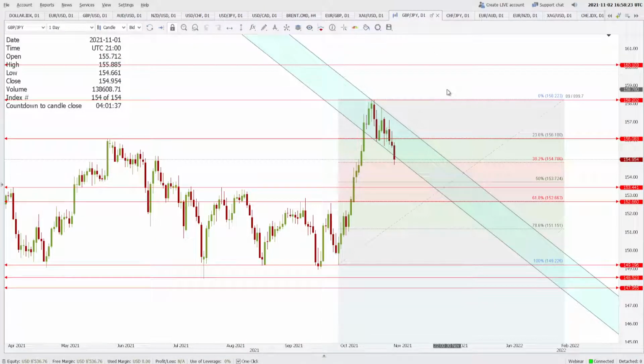GBP JPY, not a surprise here. We were expecting 38.2, that is 154.78, to act as a support for the price. In fact, if it closes a day below this, then 153.72 will be the next area of interest.